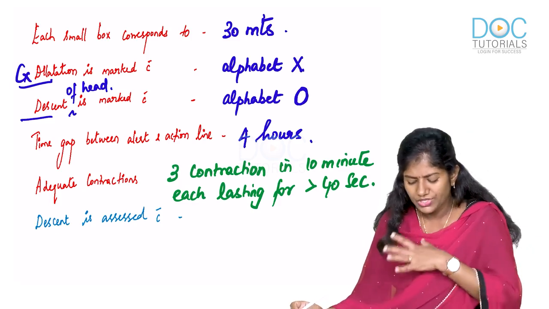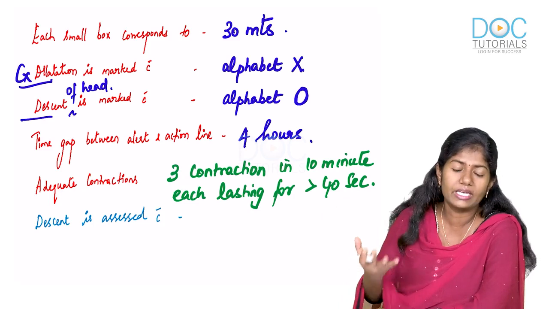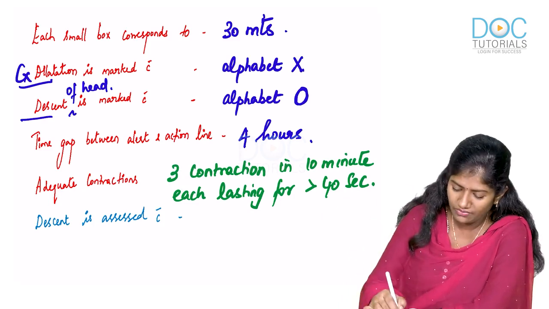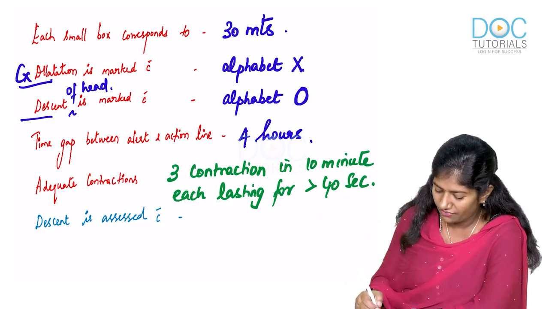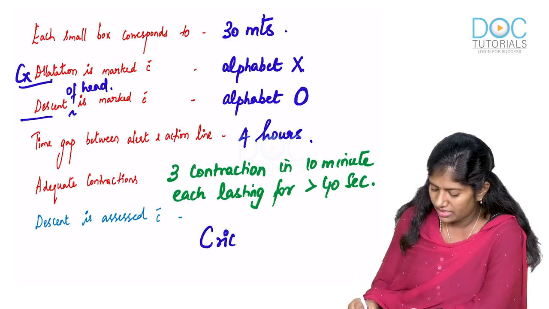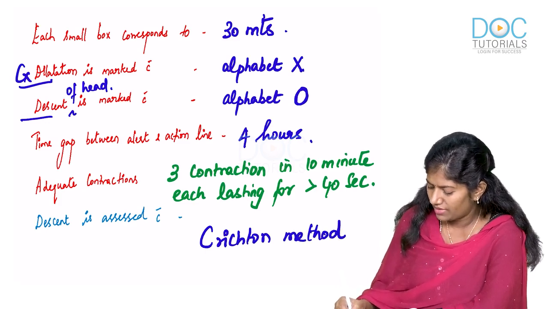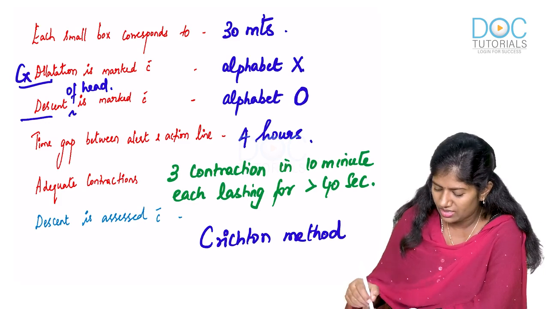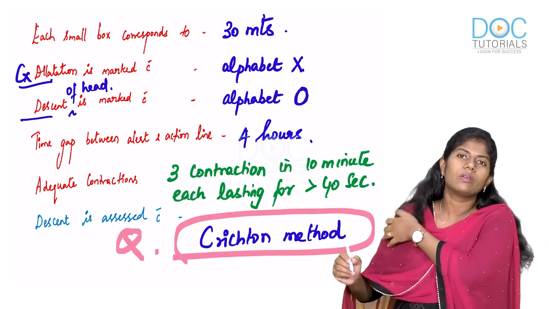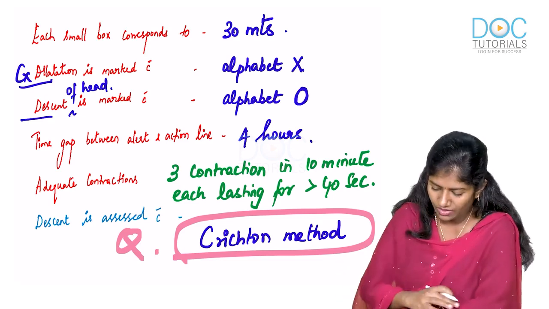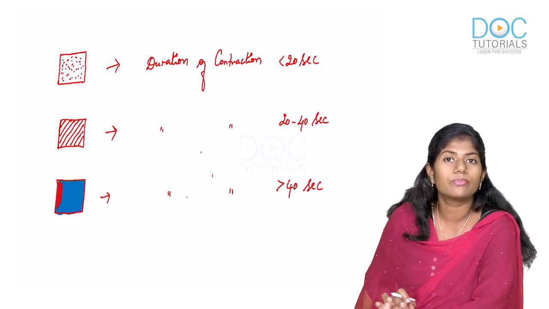Next question here. How do you assess the descent of the fetal head? What is the name of the technique with which we assess the descent of the fetal head? The technique is the Crichton method. Okay, fine. Next important question on the partogram.